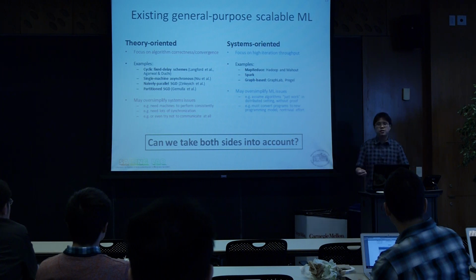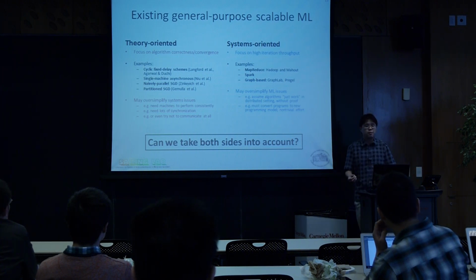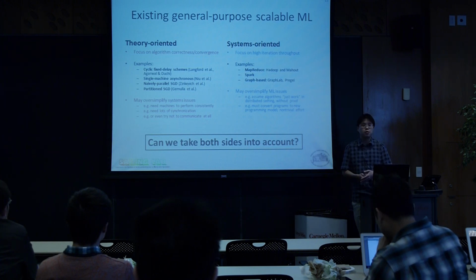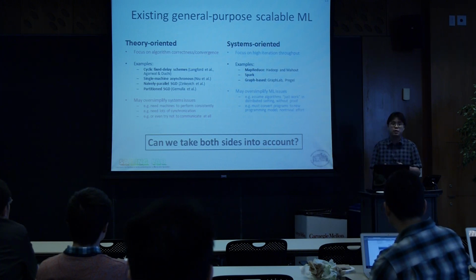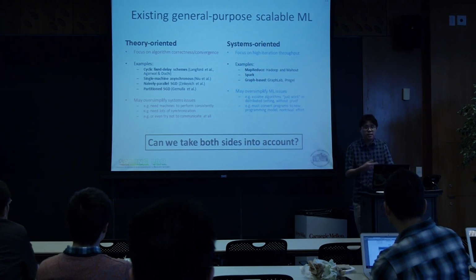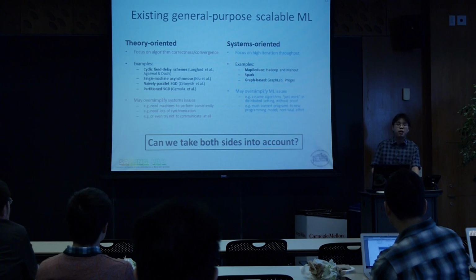In terms of direction, I want to present this work as one that tries to take both sides into account. The starting point is to look further at this interface between ML research and systems research. And we hope that by actually paying attention to both the theoretical issues and the systems issues at the same time, we might be able to come up with something that performs better in practice.